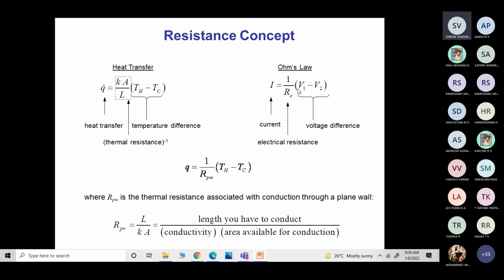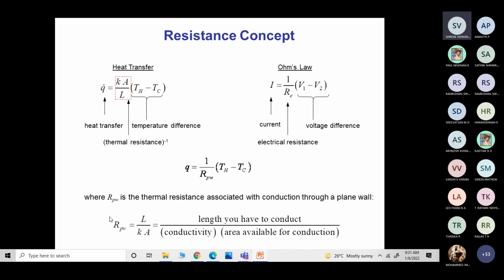Ohm's law: we know that current equals 1 by R into V1 minus V2, that is, current equals the inverse of electrical resistance times the voltage difference. Similarly, in heat transfer, Q equals the inverse of thermal resistance times the temperature difference, and the thermal resistance is often written as L by Ka. So Ka by L is the inverse of thermal resistance, and Q equals that times Th minus Tc, or in other words, Q equals delta T, the temperature difference, divided by thermal resistance.